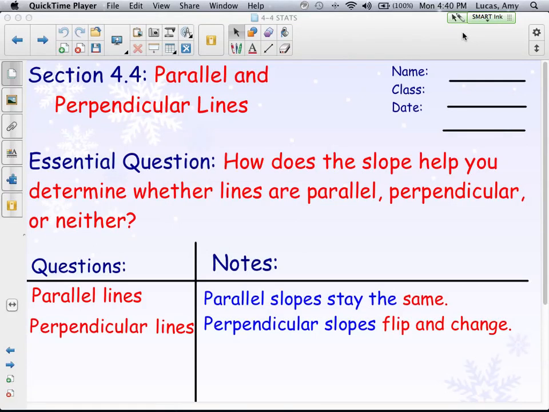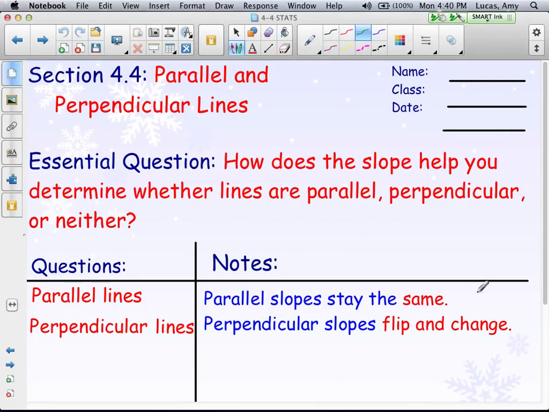Lesson 4.4, Parallel and Perpendicular Lines. Our essential question is, how does slope help you determine whether lines are parallel, perpendicular, or neither? Our two new vocab words are parallel lines and perpendicular lines. Parallel lines are lines that have the same slope.